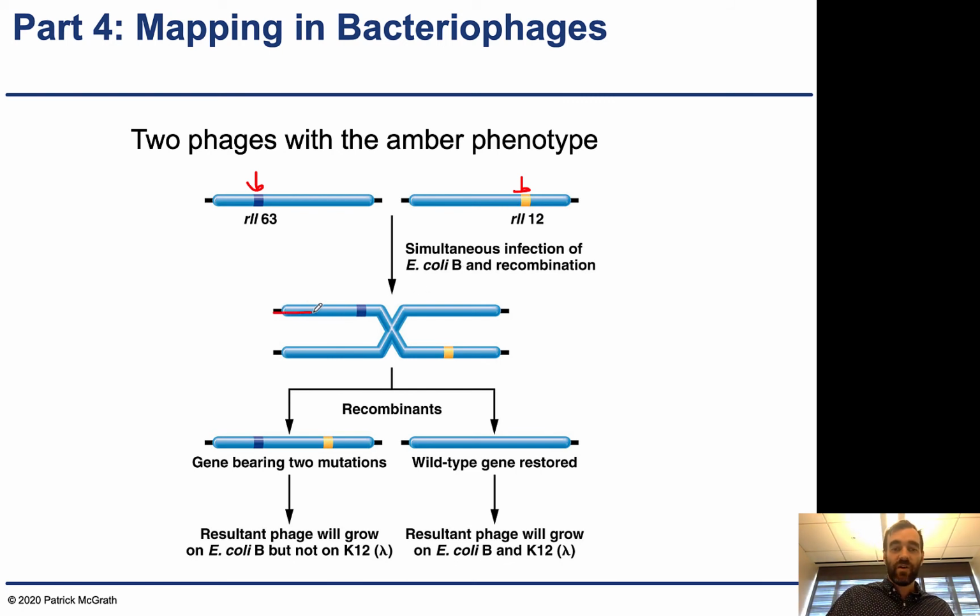A single crossover occurred, and now you're able to create two new combinations depending on where the crossover occurs. These recombinants, in one case, have a gene that has two mutations, but the other recombinant would have a gene that has the wild type copy restored because you've lost both of those null mutations. As a result, you've rescued the phenotype. This particular virus no longer has the amber phenotype. It will grow on both the E. coli B and K12. The other continues to have the same amber phenotype.